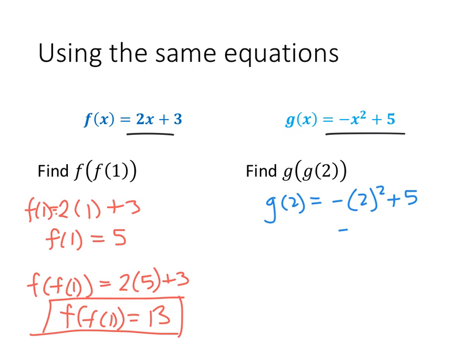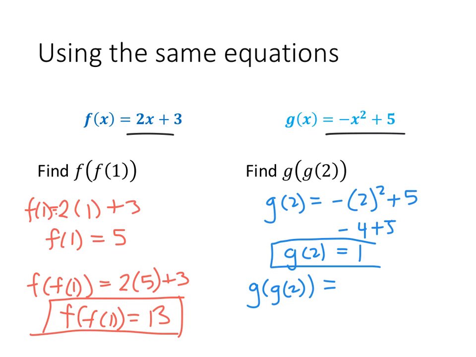Now with this one, I take g of 2 and plug that in. And so I get negative 4 plus 5, and so g of 2 is equal to positive 1. Then g of g of 2 is going to have me plug in 1, because that is the answer to my g of 2. If I was to erase that and say g of 2 is really just 1, that's the same idea.